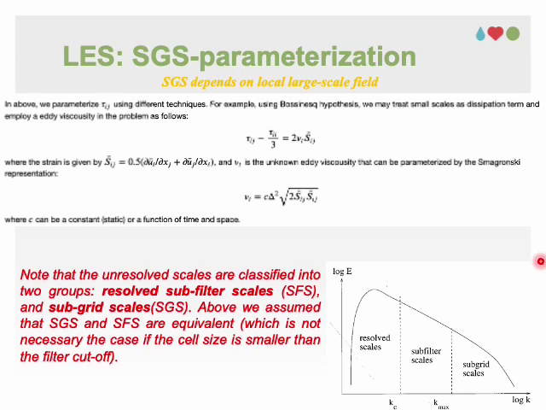Several studies have shown that better representation of the SFS stress improves the prediction of mean velocity and turbulence intensities by the LES model.